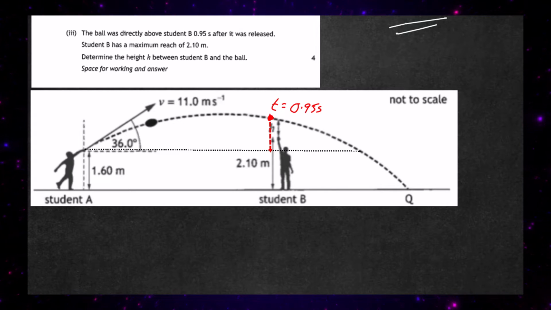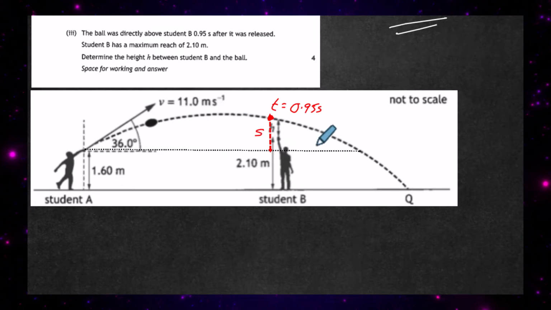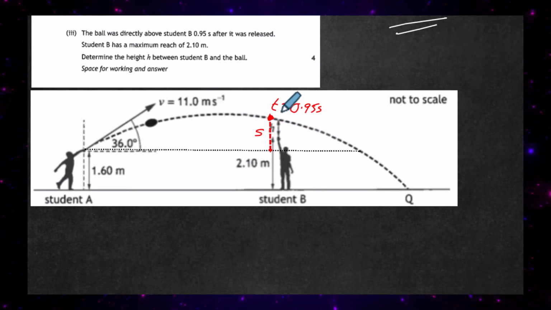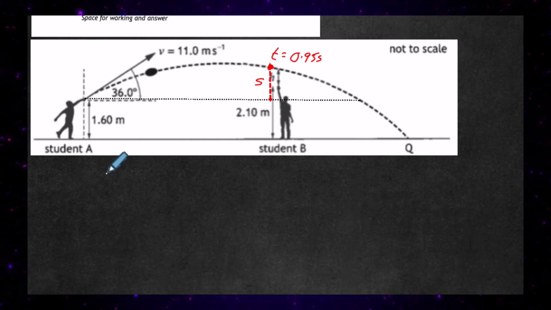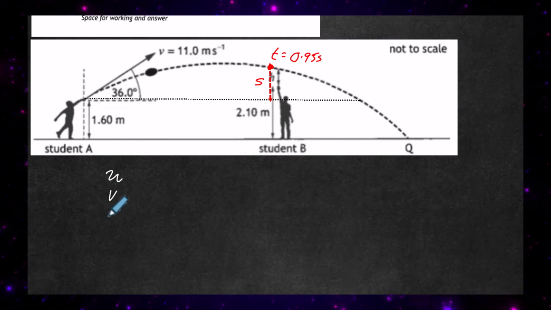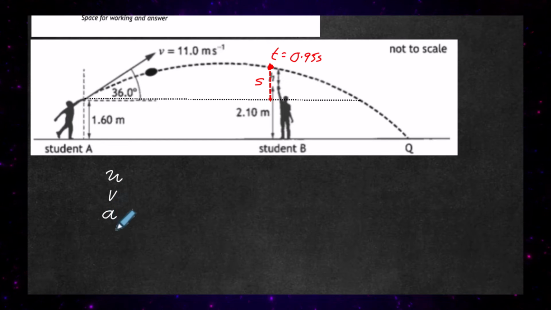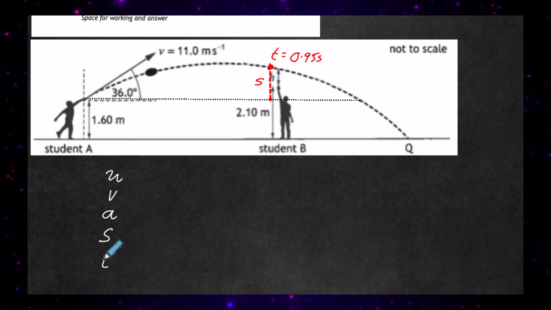So first of all, what we do is we find the displacement s, and we can show the diagram where s is. That's the displacement s at a time of 0.95 seconds. So we go to our kinematics and we put down our kinematic rules: u, the initial vertical velocity; v, the final velocity at that particular time; a, the acceleration; s, the displacement, which is s we're looking for; and the time t.